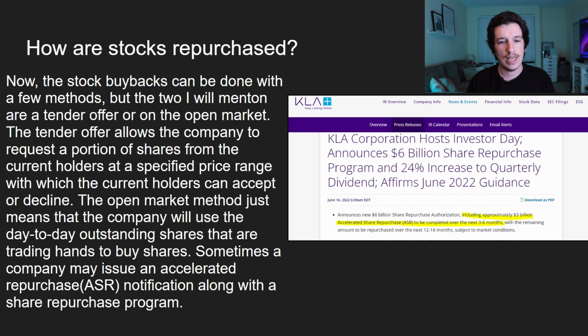The first one is a tender offer. A tender offer allows the company to request a portion of shares from the current stockholders at a specified price range, which the current holders can accept or decline. So it basically allows them to say, hey, we want to buy back at a certain price. If you're willing to give it to us, you can sell it to us essentially at this price.